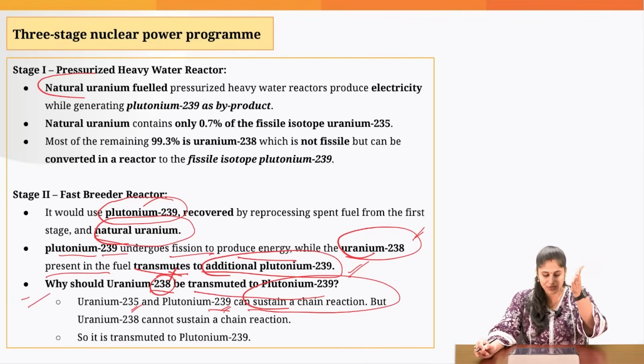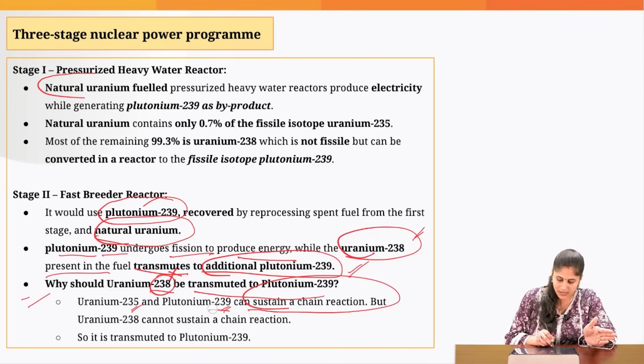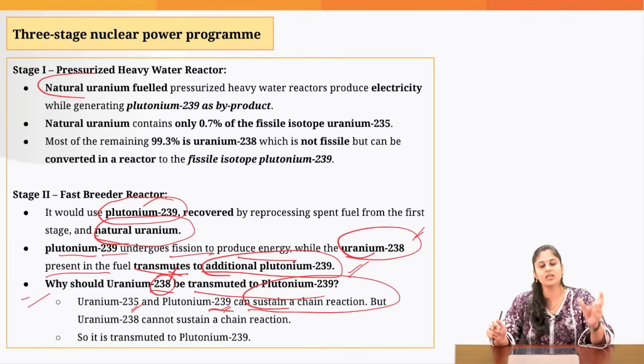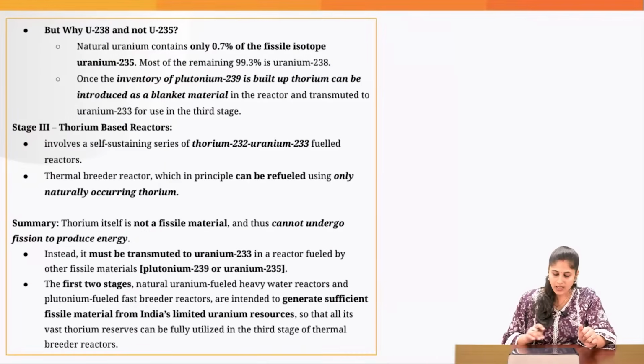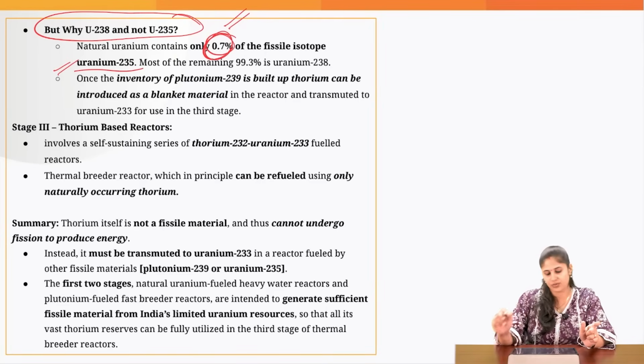You need the fissile isotope of uranium, that is uranium 235, and you also need the fissile isotope of plutonium, that is 239, to carry out this chain reaction. Once this self-sustaining fission reaction continues, that is what is referred to as criticality, and that is what we have attained at the Kalpakkam fast breeder reactor. And why it is being used, I have already told you: in natural uranium, you only have a very limited quantity of the fissile uranium isotope.